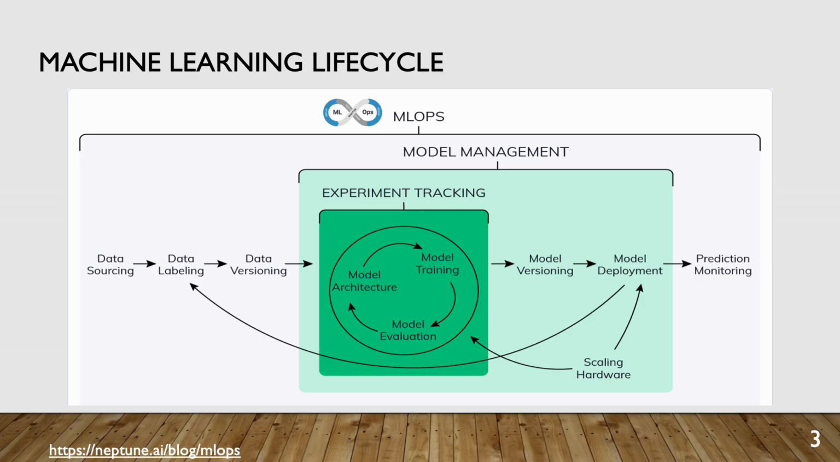Once models are trained, they go through model versioning, so every change is recorded, and then model deployment, where they are put into production. At this stage, scaling hardware may be necessary to handle real-world workloads. Finally, we reach prediction monitoring, which ensures the deployed model continues to perform well over time.